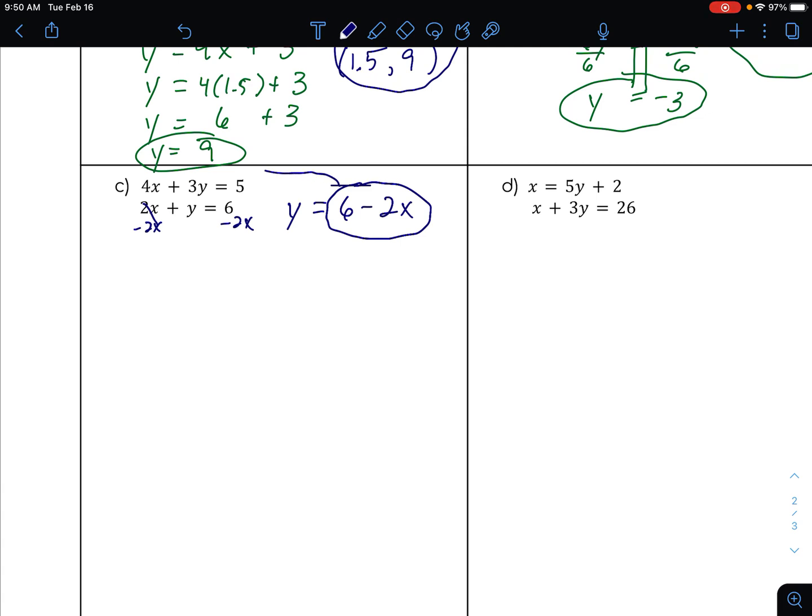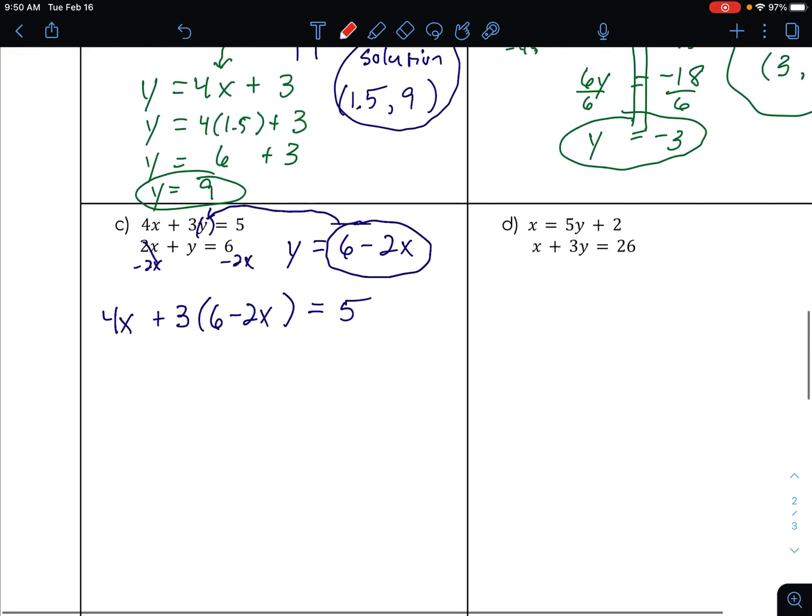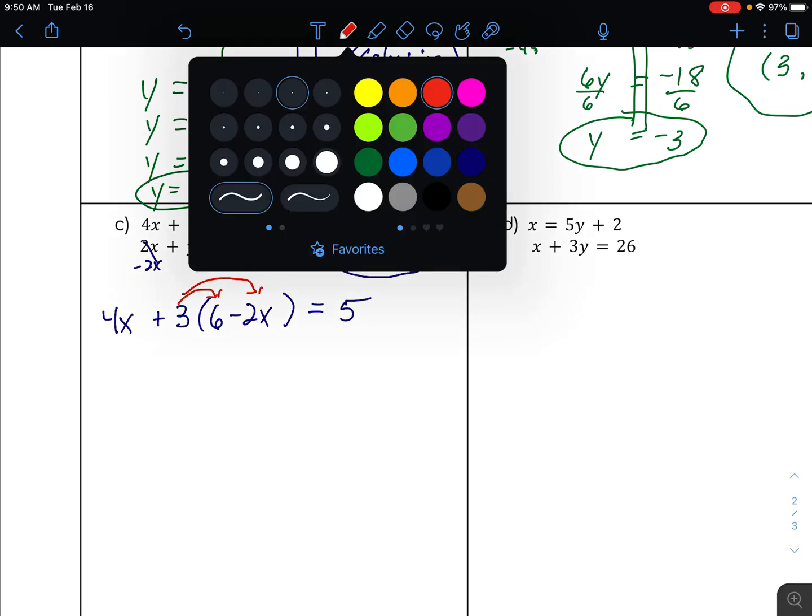So y equals 6 minus 2x. I'm going to put that into the first equation for y. Let's make that substitution. Let's go ahead and rewrite that first equation then. 4x plus 3 times the substitution of 6 minus 2x equals 5. All right, so now we go through those same solving steps that we had talked about back up here in the first problem. So we'll do the distributive property.